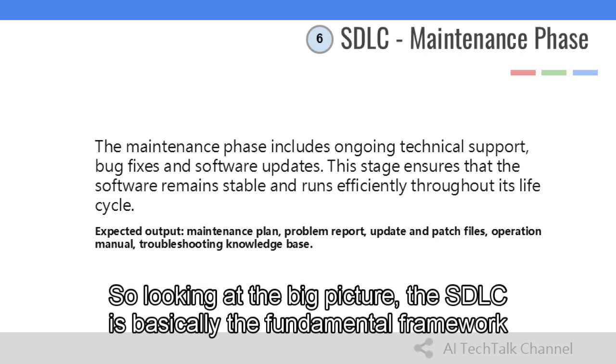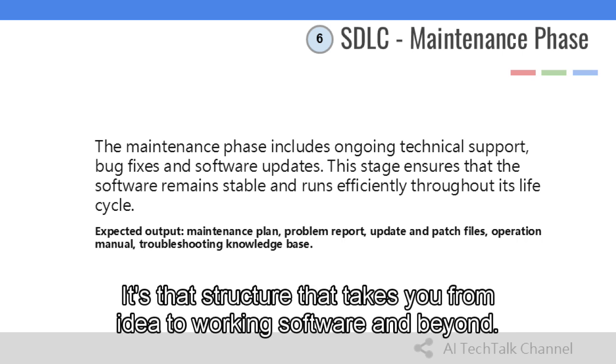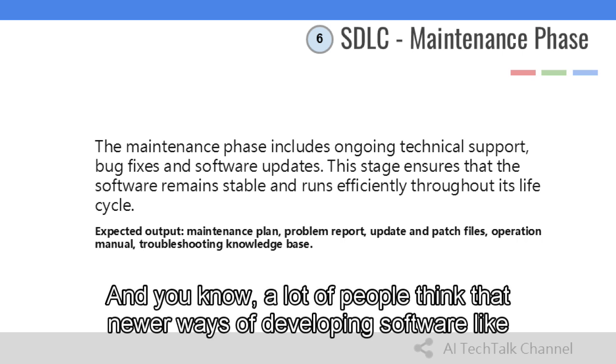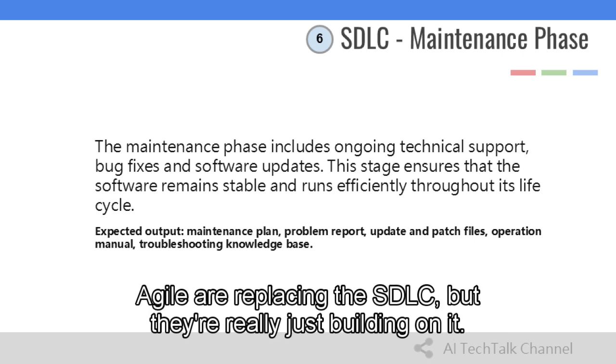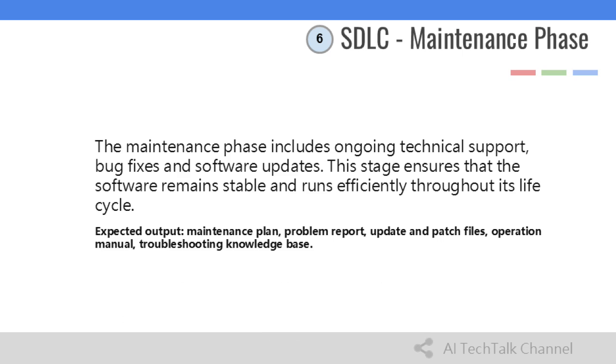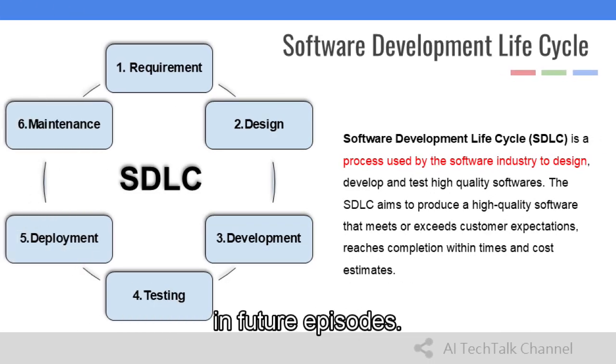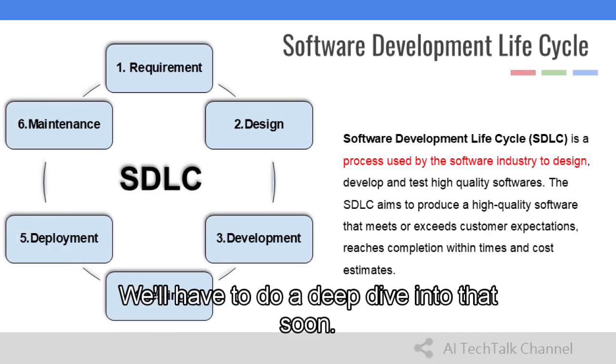Exactly. So looking at the big picture, the SDLC is basically the fundamental framework for building any software. You got it. It's that structure that takes you from idea to working software and beyond. And a lot of people think that newer ways of developing software like Agile are replacing the SDLC, but they're really just building on it. Oh, that's interesting. Yeah, they just offer more flexible ways to manage those phases. So the core principles are still there. We're not going to go deep into Agile and Scrum today, but we'll definitely cover them in future episodes. Definitely. We'll have to do a deep dive into that soon.